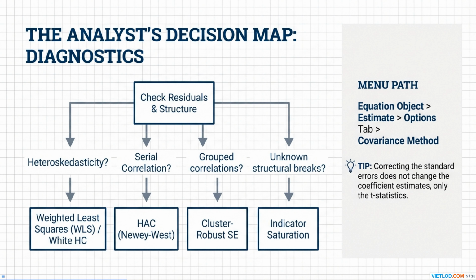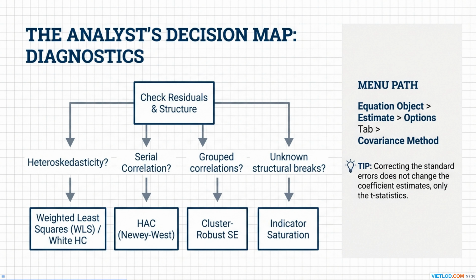After we've specified our model and run the initial regression, the next critical step is to check its diagnostics by examining the residuals and overall structure. This decision map guides us through common issues and their solutions. First, if we detect heteroskedasticity, meaning our errors have non-constant variance, we have two primary approaches. We can use weighted least squares, or WLS, which transforms the model by giving less weight to noisy observations, or we can simply adjust our standard errors using White's heteroskedasticity consistent, or HC, method.